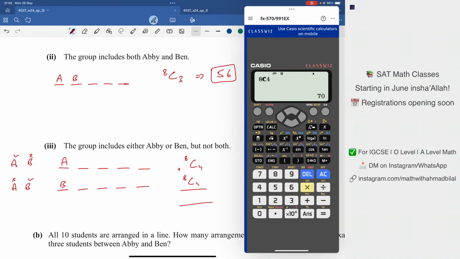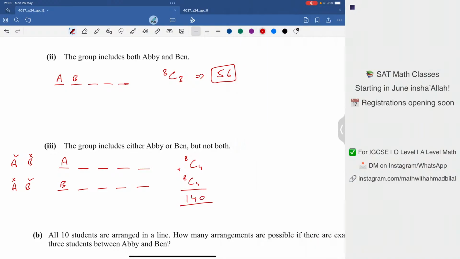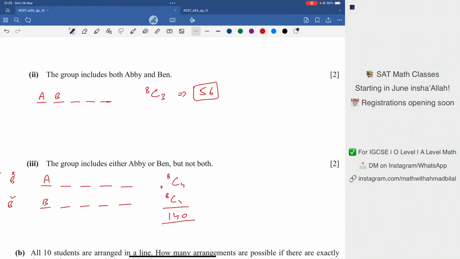8C4, that's 70, times 2, that's 140. And that's the result that we get from this. This is the number of ways in which one of them is selected, but not both. Okay. All right, let's move on.